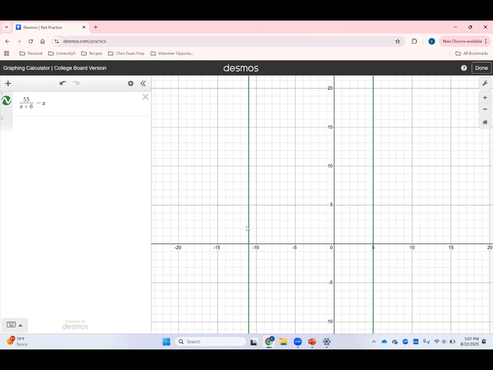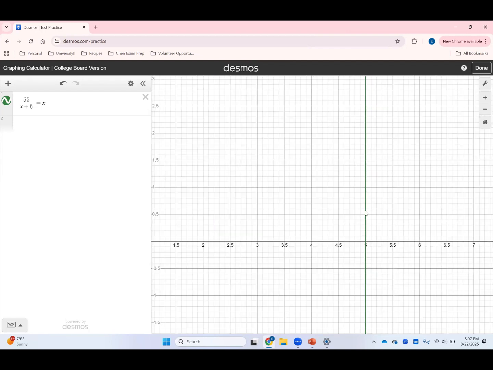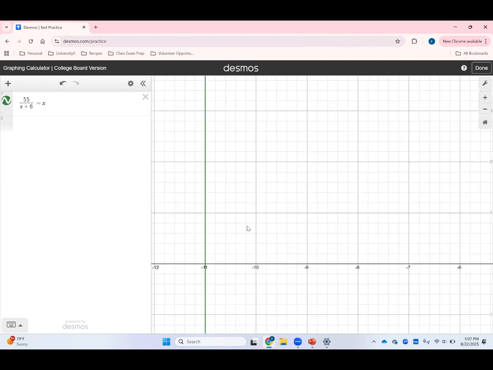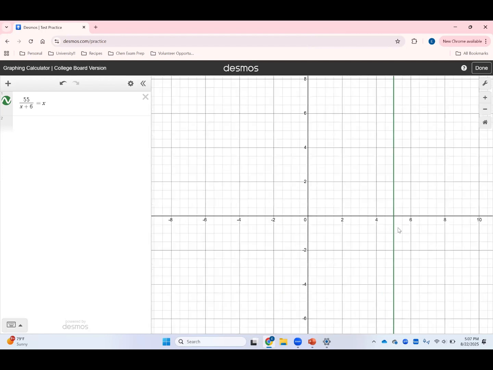Now the question is asking us to choose the positive solution. So I'm going to choose the line that intersects the positive x-axis. Okay? And if you zoom in a little bit, you can see that the positive one is intersecting the x-axis at 5. And the other one is intersecting at -11. So the correct answer for this question would be 5.